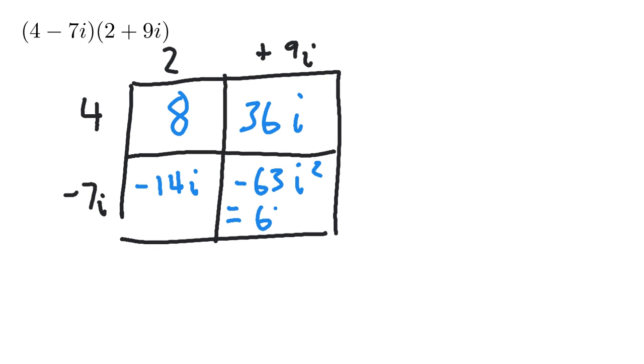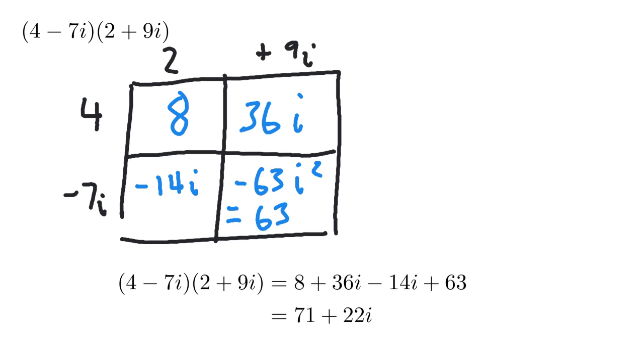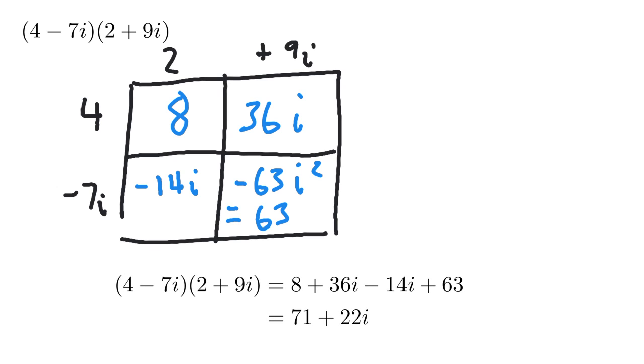So if we end up with any powers of i in the process of doing this, we can actually simplify those using our knowledge about powers of i. Okay, so we've got all 4 boxes. So now all we need to do is add them together and combine like terms to get our final solution. Okay, so here's what it looks like. So when I add them together, I get 8 plus 36i minus 14i plus 63.